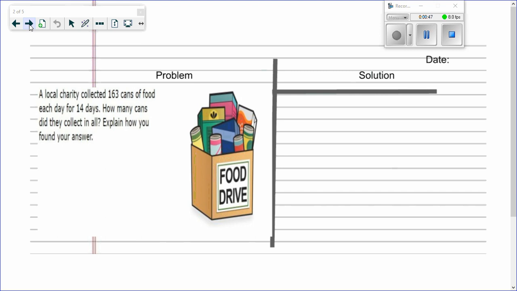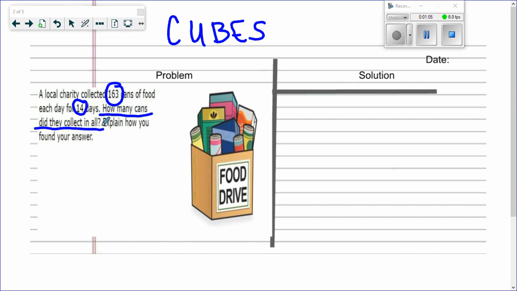Well, as always, we want to use cues to help us understand the problem. So we want to go through and circle the important numbers. So 163 and 14 are important. We need to underline the question, how many cans did they collect in all? We need to box important words. So how many, in all are important.